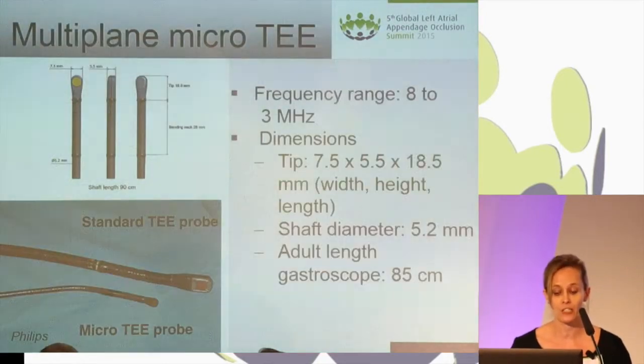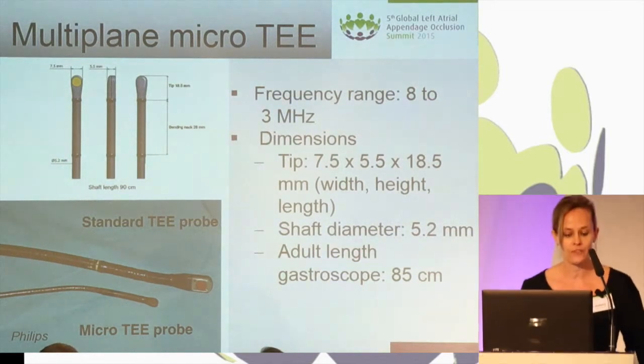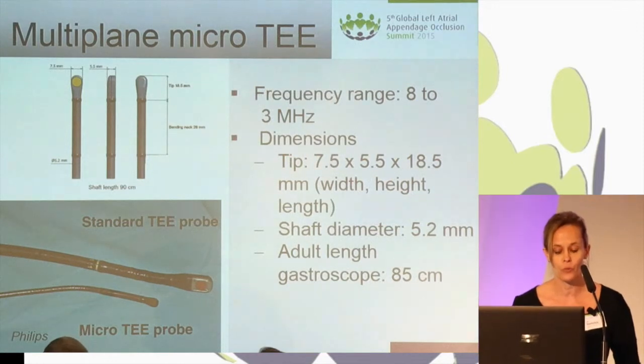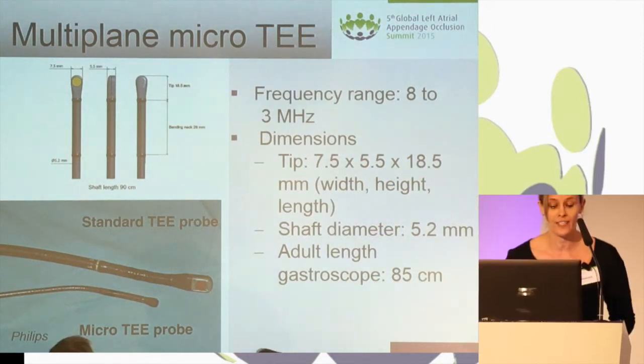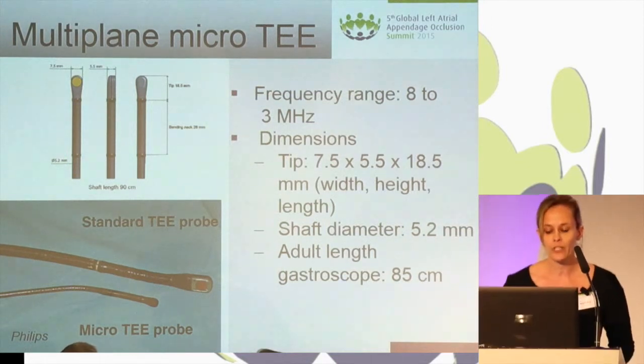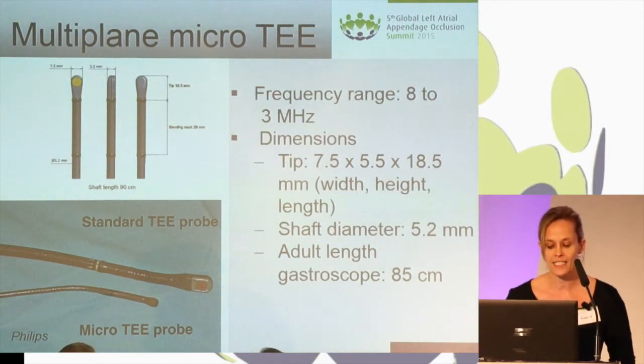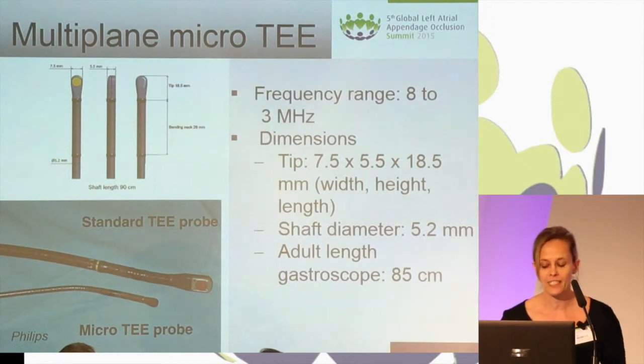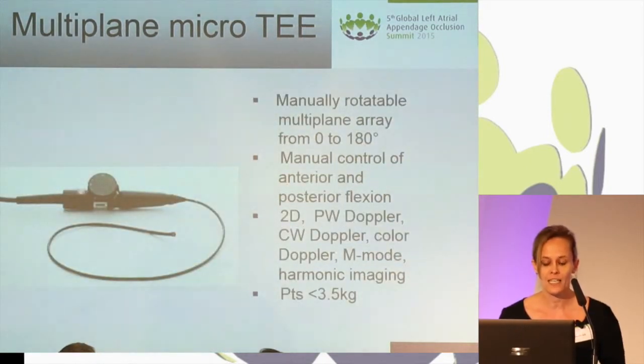So let's start with TEE miniaturization. This image gives you an imagination how small the microprobe TEE probe, as you can see here, is compared to the standard TEE probe. We get frequency ranges from 8 to 3 megahertz, and there is an adult gastroscope. Usually this probe is used in children, but there's an adult gastroscope which measures 85 millimeter, and it can be used in adults. This probe can only be rotated manually from 0 to 180 degrees, and the anterior and posterior flexion is also only manually controlled.